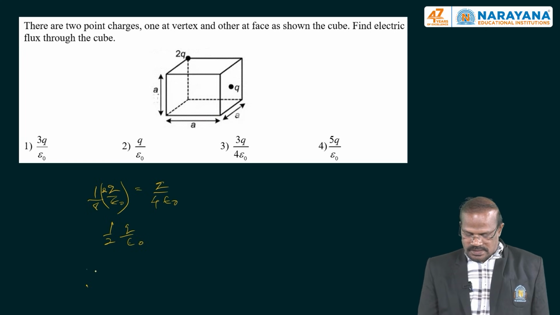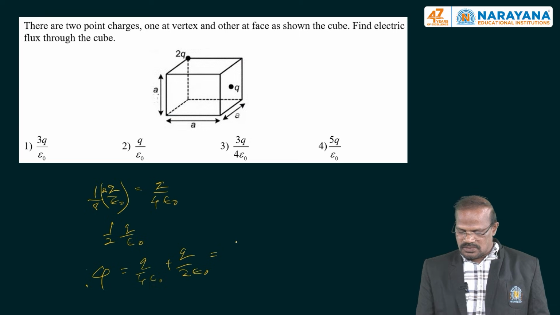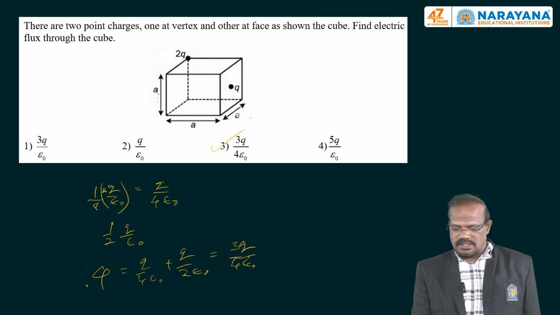So total flux through the cube is the sum of these two fluxes, that is q by 4 epsilon naught plus q by 2 epsilon naught, which is equal to 3q by 4 epsilon naught. This is the total flux through the cube. That is, the third option is correct.